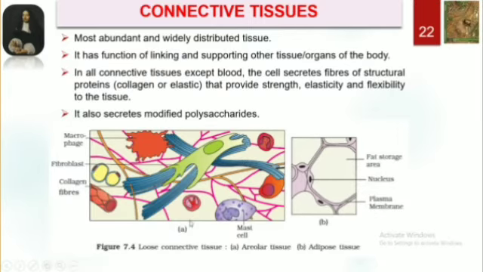In the diagram, we can see loose connective tissue, or areolar tissue, where we have components of fibroblast, collagen fiber, macrophages, and mast cells. Beside it we also see adipose tissue, which has a fat storage area of a cell, the nucleus displaced in a corner, and plasma membrane.